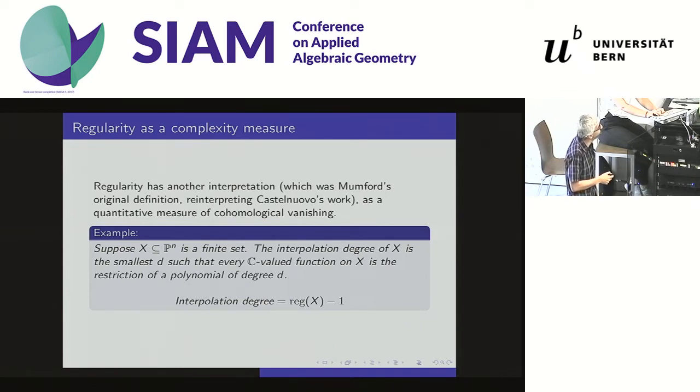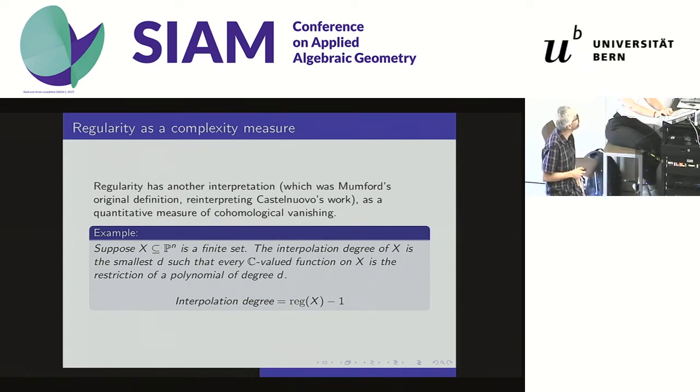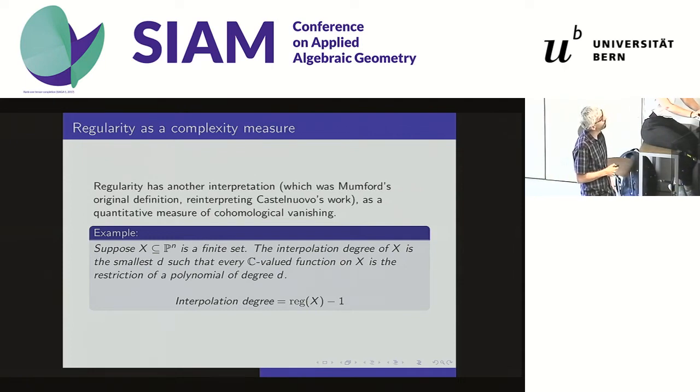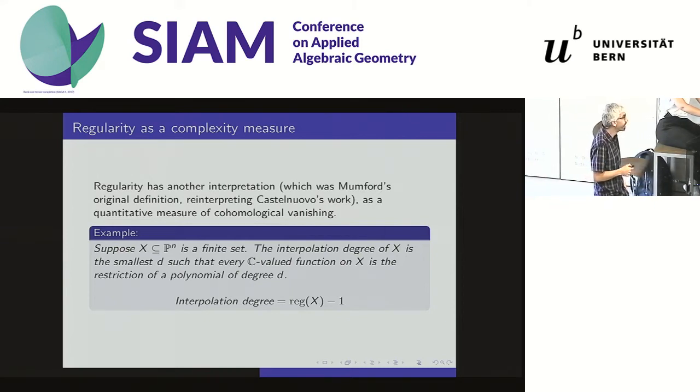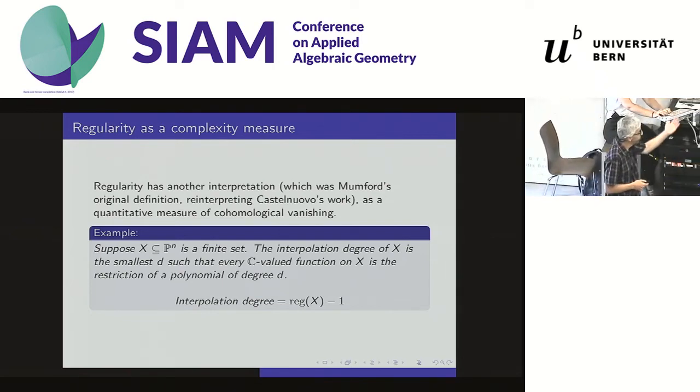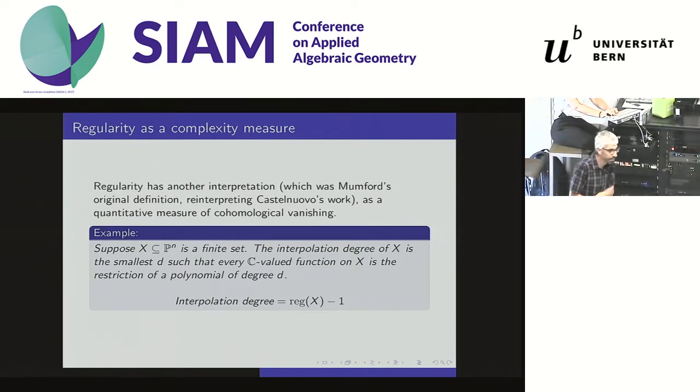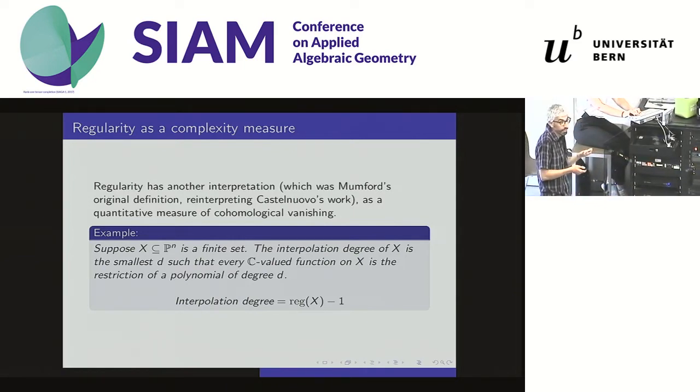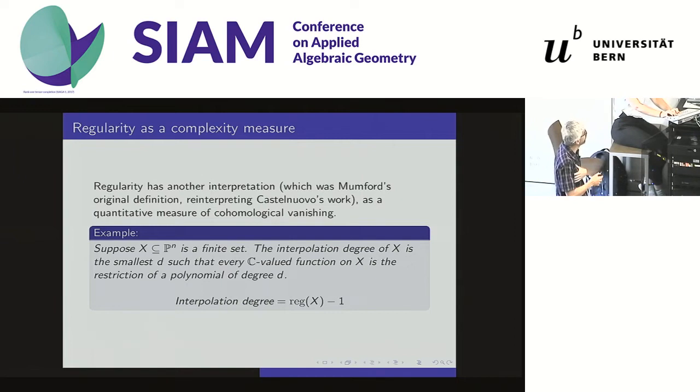The interpolation degree of a set of points is the smallest d such that every complex valued function on the set of points is a restriction of a polynomial of degree d. And it turns out that the interpolation degree is exactly the regularity minus 1. So I hope that this gives some plausibility to the idea that regularity measures complexity in some sense. So that's what regularity is for sets of points.